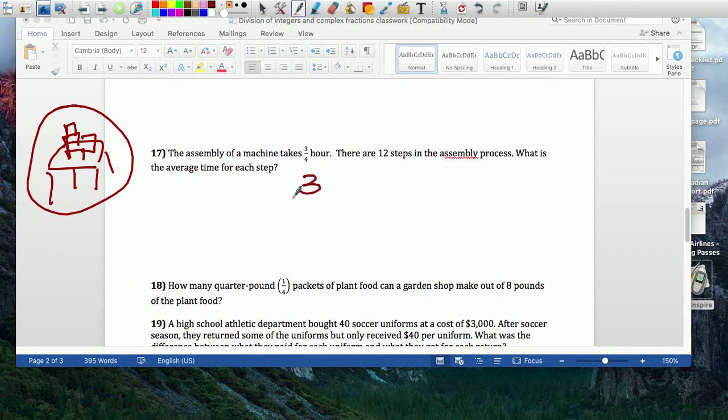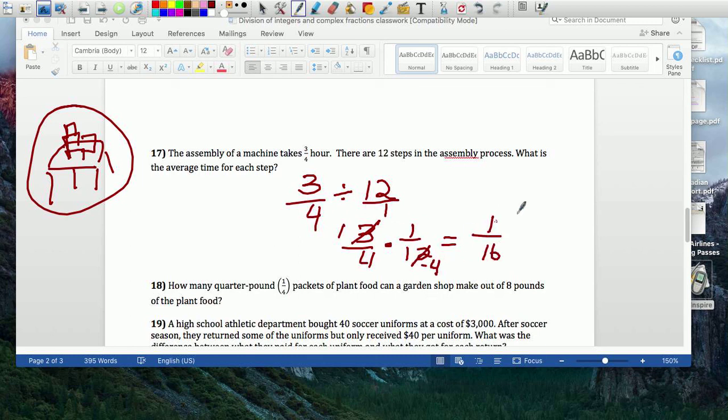So 3/4 of an hour it takes me to build this whole thing. And I'm going to divide that by the 12 steps that took me to build that, right? The 12 steps took me 3/4 of an hour. So division problem. 3/4, let me put that over 1, so I can change that to 1 over 12. Simplify 3 and 12. 3 divided by 3 is 1. 12 divided by 3 is 4. 1 times 1 is 1, and 4 times 4 is 16. So each step took me 1/16 of an hour.